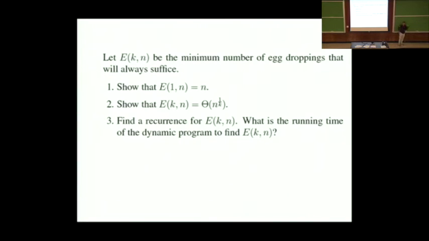So I heard some people were up at 3 in the morning doing this on Piazza. I didn't completely understand, but one of them, if I remember correctly, was saying something like, oh, let's try tossing it off every second floor until it breaks, and then we'll do the search with the other egg. Notice that the first phase is very large relative to the second phase, right?